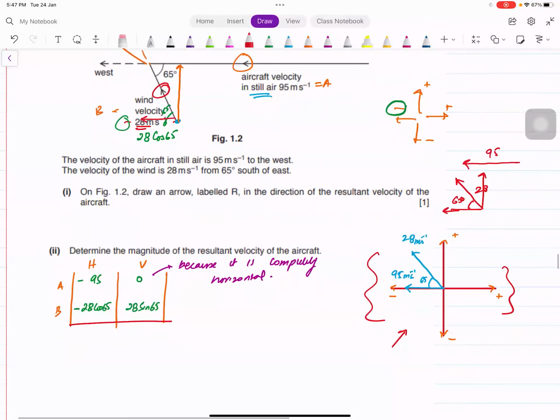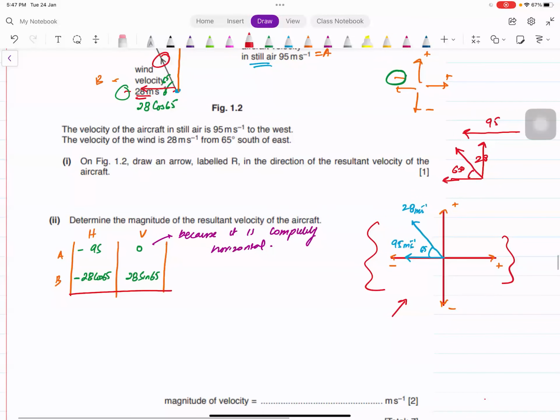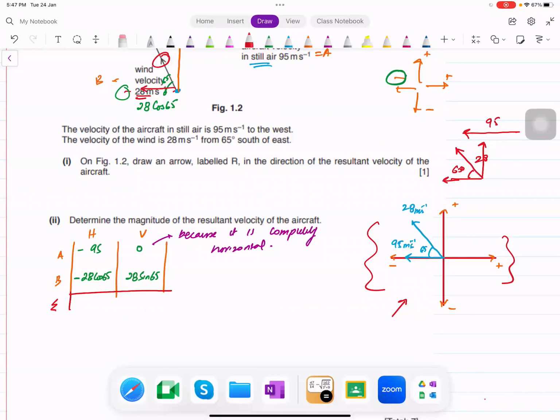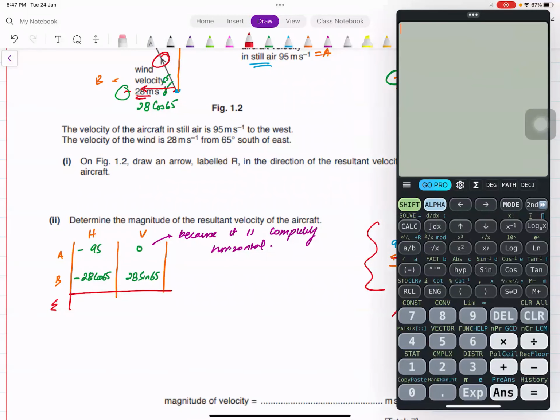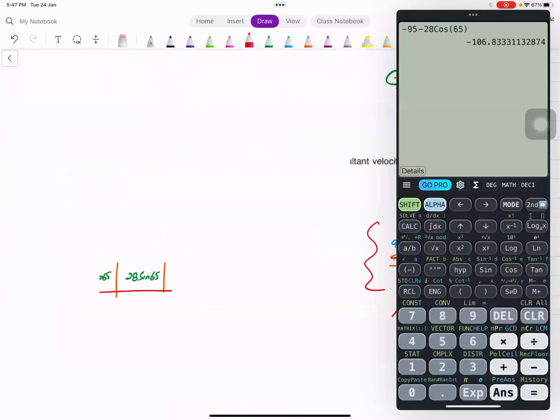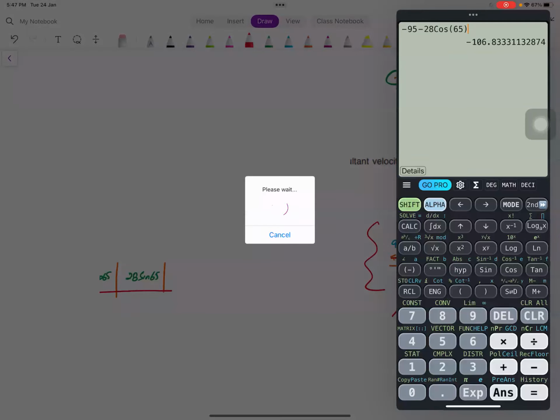All right, now you're going to take the sum of this. It's pretty simple. Let me take the calculator out. So it's going to be negative 95 and negative 28 cosine of 65. Minus 106.8. Yeah, so it's going to be minus 106.8. Very nice. Just let it roll.